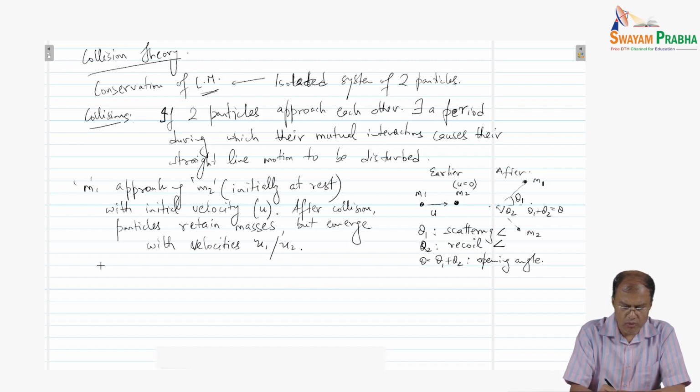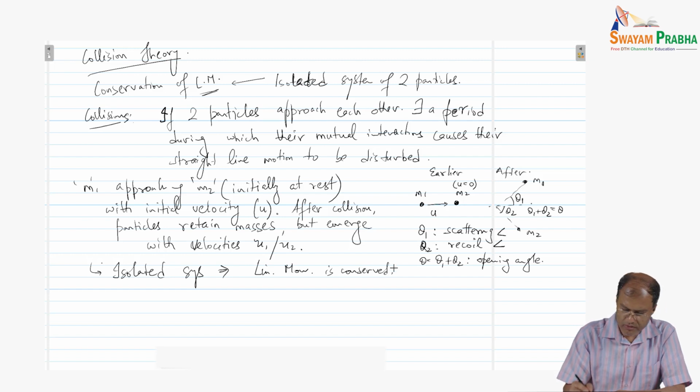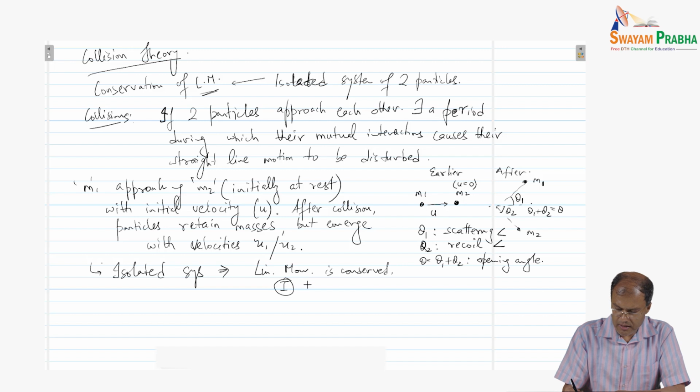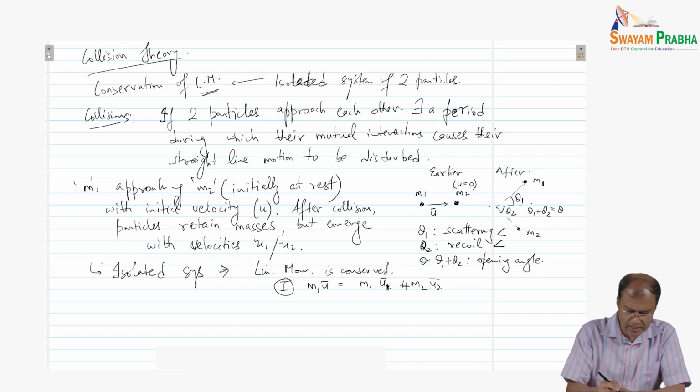Since the system is isolated, we expect linear momentum is conserved. I'm just writing the momentum before collision. So we have m1u, u being the velocity of m1, and m2 is at rest. m1u equals m1u1 plus m2u2, where u1 and u2 are the respective velocities of masses m1 and m2 after collision.